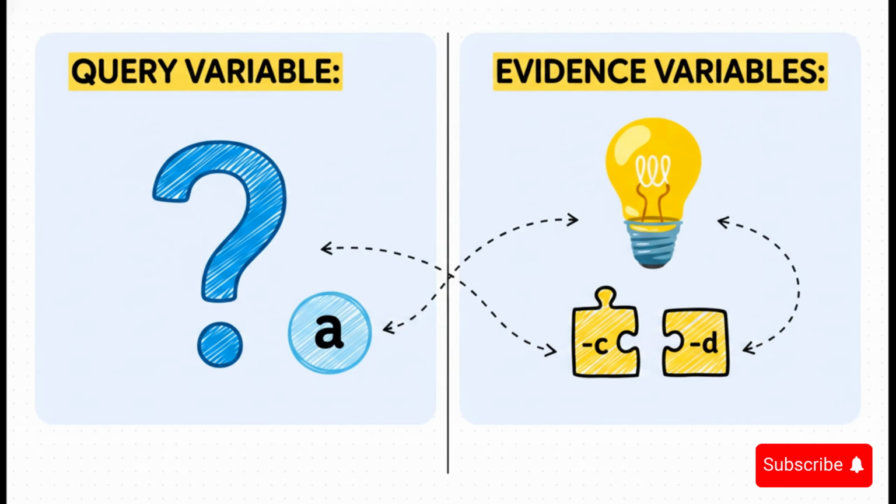So in our problem, it's crystal clear. A is the query. That's what we're curious about. The evidence? That's not C and not D, the clues that tell us C is false and D is false. And honestly, getting this distinction right is the key that unlocks the entire problem.